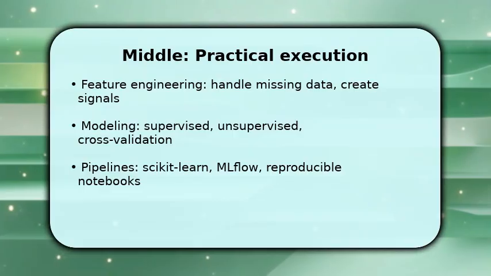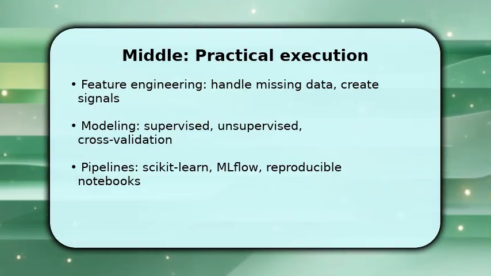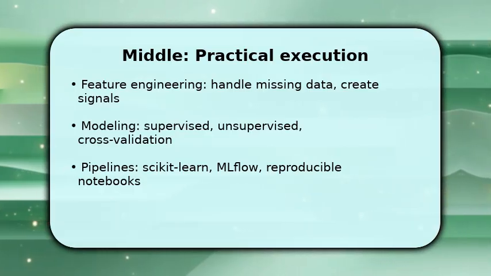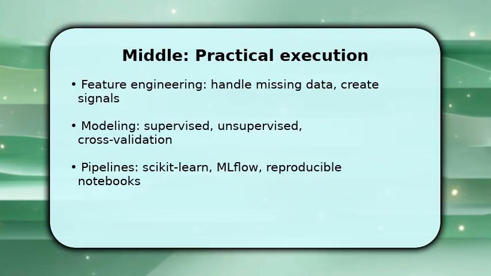You now build practical systems. Start feature engineering by cleaning missing values and creating informative signals. Document why each feature matters. Then iterate models, try logistic regression, trees, and clustering, using cross-validation to compare metrics.